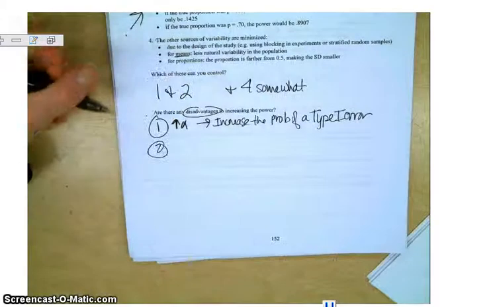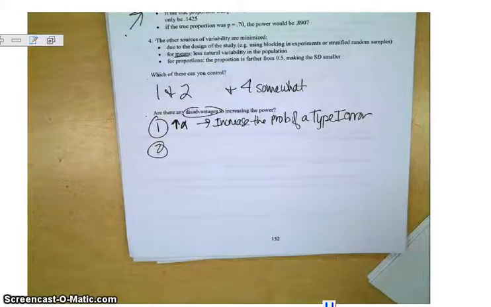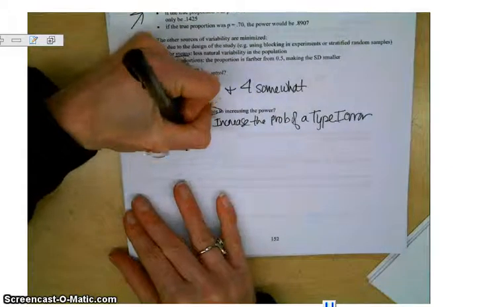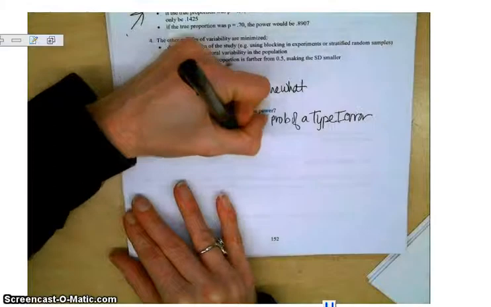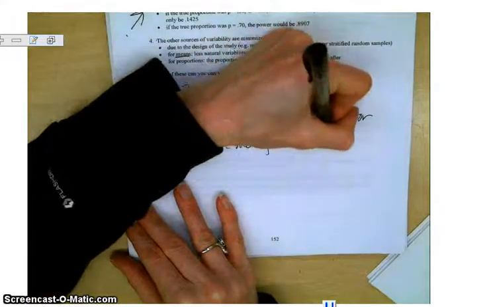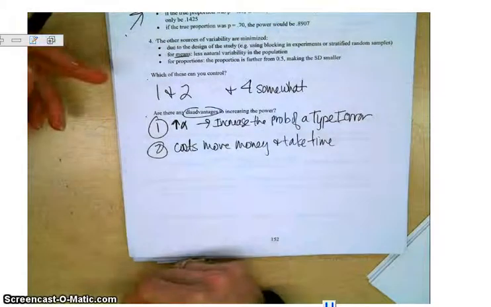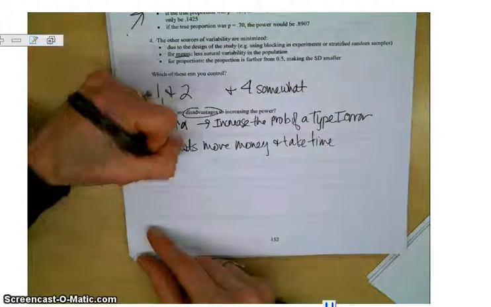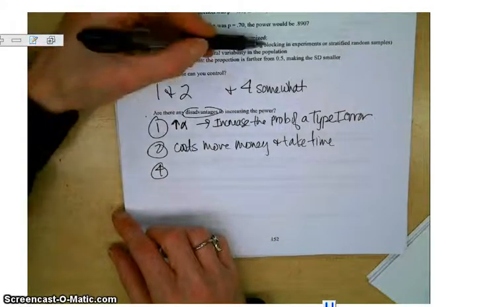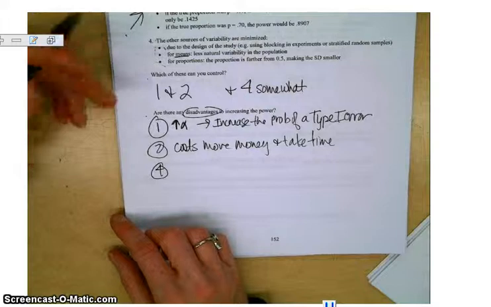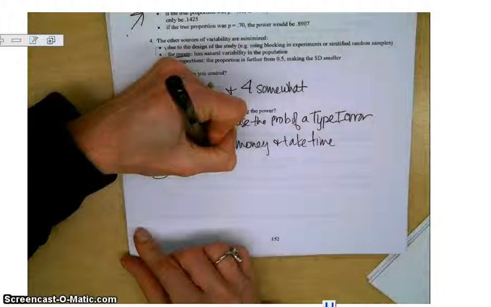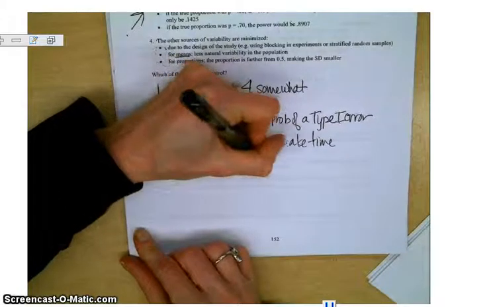And if you do 2, if you increase n, it's harder to do. Expensive. It costs more money and takes time. Money and time, those are always problems, right? And then 4, if you do all of these, especially blocking or stratified sampling, your experiment or your sample is more complicated. So you have a more complicated design.